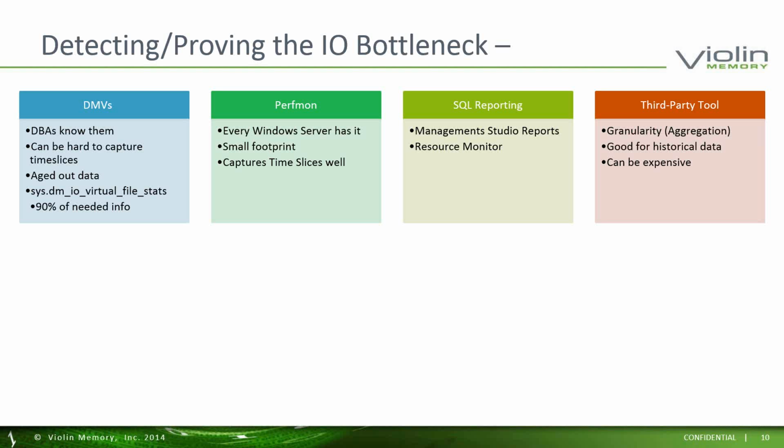Perfmon is good because every Windows server is going to have it. And if you're really trying to whittle down to the I/O bottleneck, it's also nice to give your storage admins something that comes not from the SQL Server internals, but from the host itself and what the host is reporting. It's got a small footprint, and even though there are millions of counters, there are really only a few you need to look at to determine if you have an I/O issue.